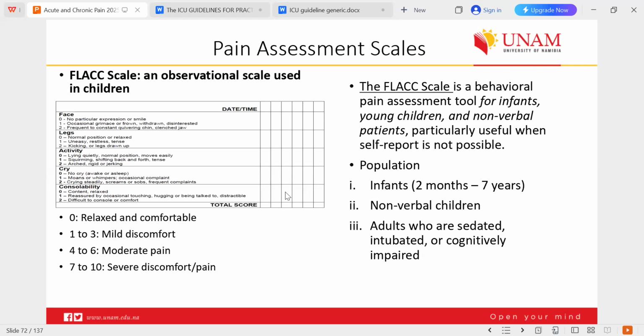Interpretation: 0, patient is relaxed and comfortable, no pain. 1 to 3, the patient is in mild discomfort. 4 to 6, moderate pain. When the patient is having 7 to 10, there's severe discomfort and pain. So this is the FLACC scale reserved for assessing pain in infants and non-verbal patients.